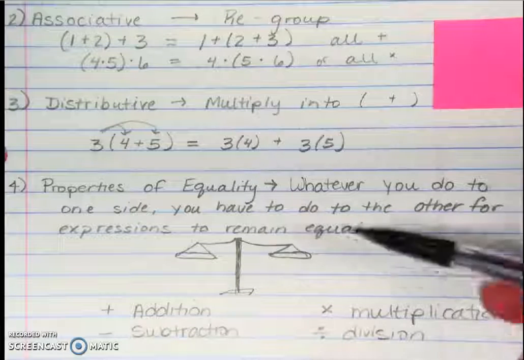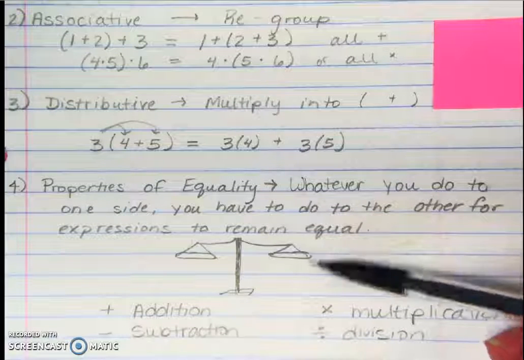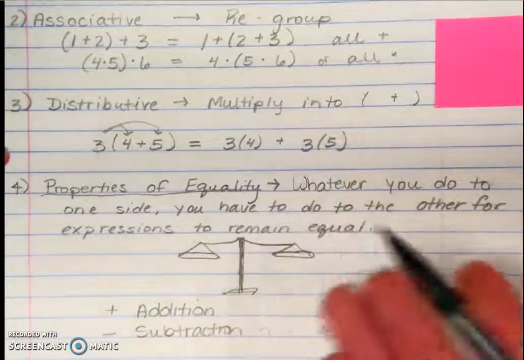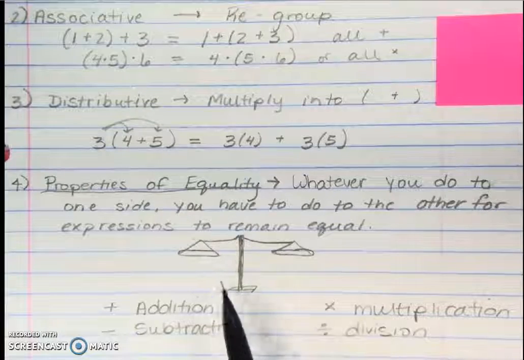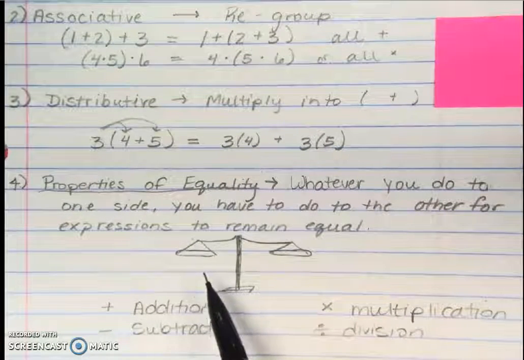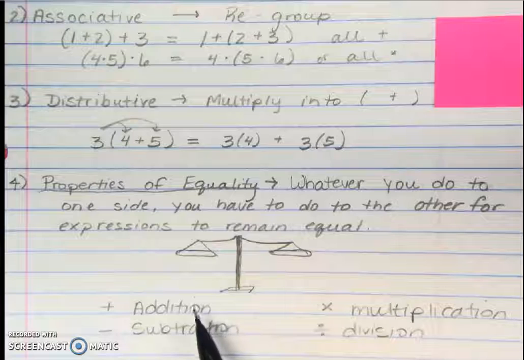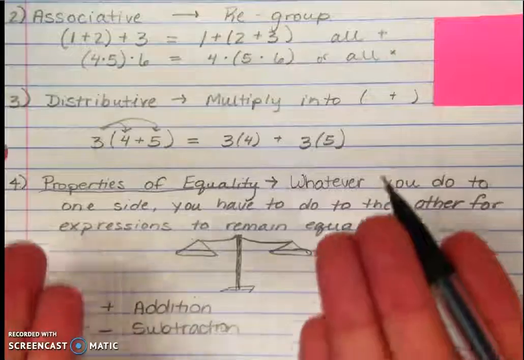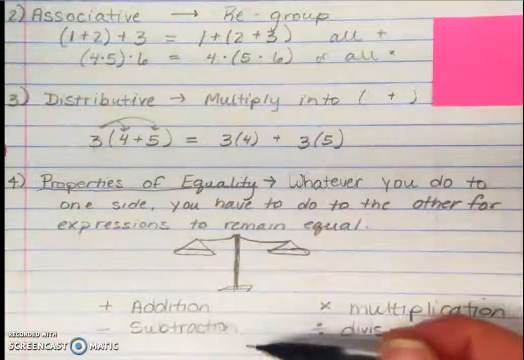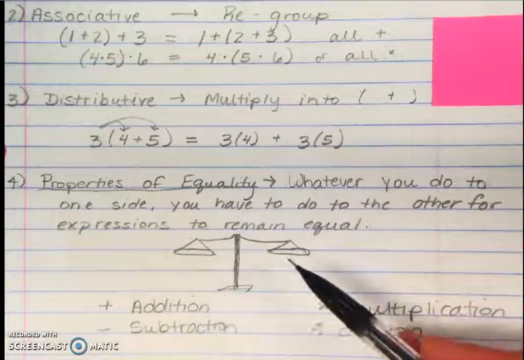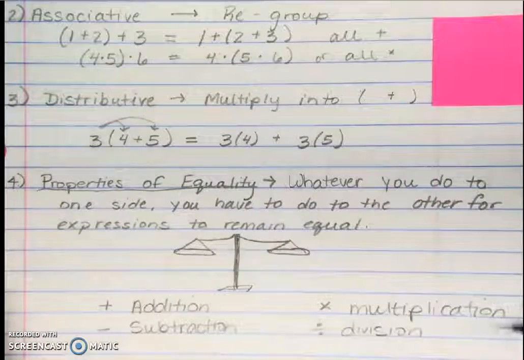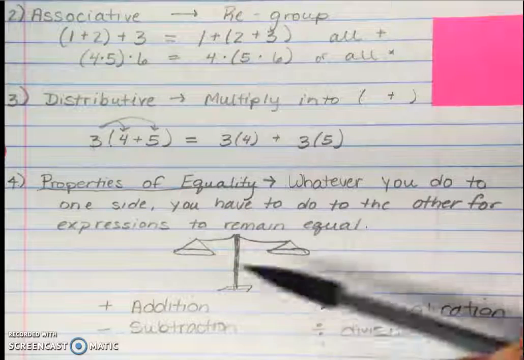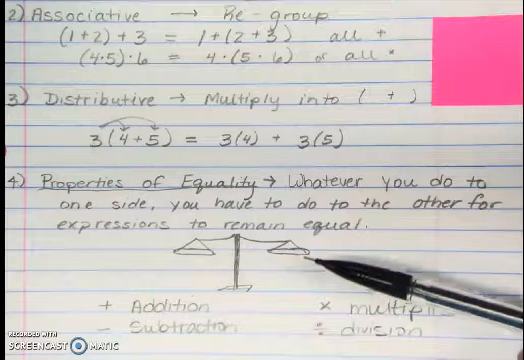So I want you to try your best to draw this little balance beam here. The properties of equality, I'm going to underline, properties of equality keep everything equal. So the addition property of equality says I can add the same thing to both sides and it comes out balanced. It'll still be the same. I could subtract the same thing from both sides and it still comes out equal. If I multiply the same things on both sides, it comes out equal. Or if I divide by the same thing on both sides, it comes out equal.